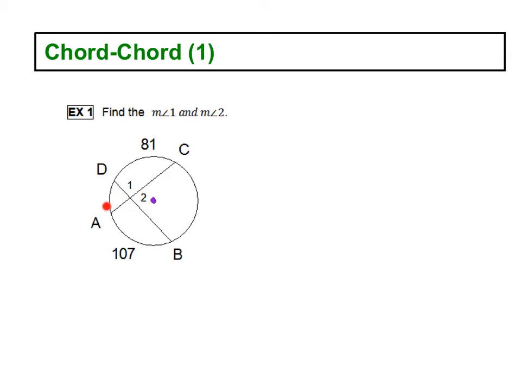You can see we have two chords. So there's your chord-chord, and it does form four angles, and we're going to be able to find the measure of angle 1 and the measure of angle 2. If you remember, we can find the measure of an angle with a chord-chord example. I'm going to abbreviate a little bit. The angle is going to be equal to half of the sum. So remember, if the angle is on the inside of the circle, we find the sum of the arcs.